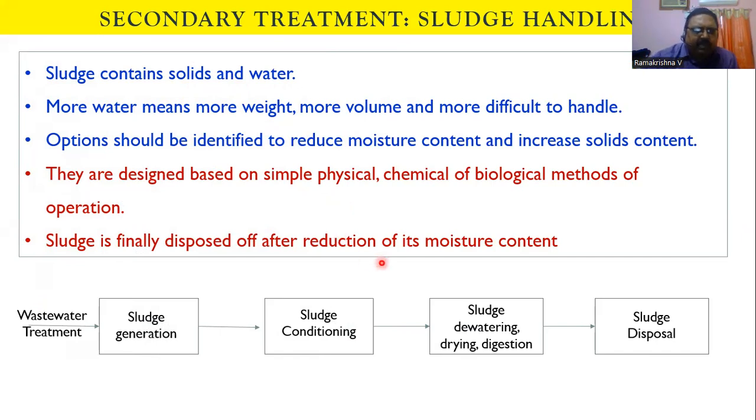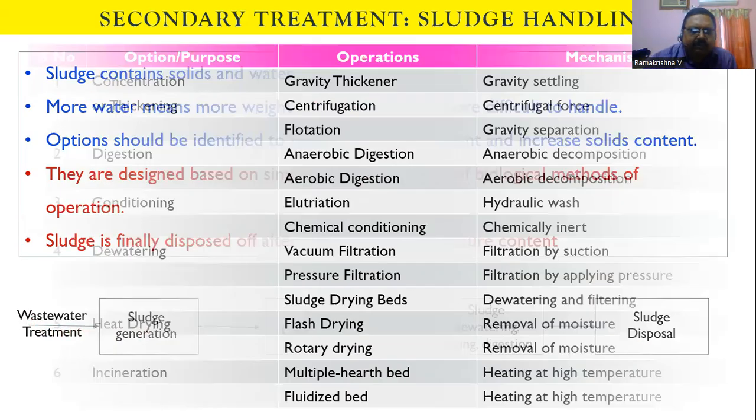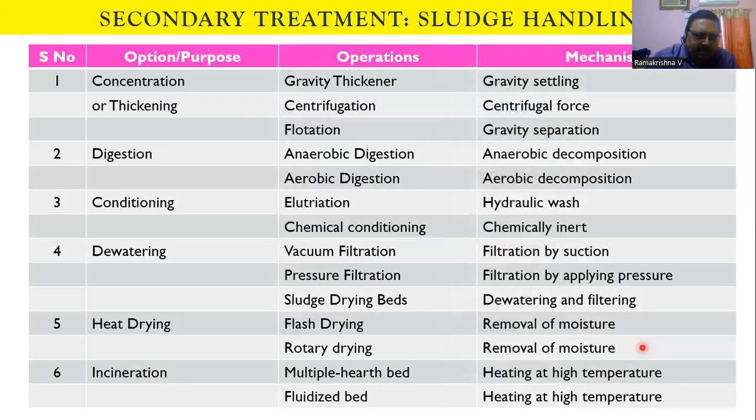The sludge is finally disposed of after reduction of its moisture content. If you see the sequence of activities, the wastewater treatment is completed and the sludge is generated. Now we have different options before it is finally disposed of. What are the different options? Concentration or thickening, digestion, and then conditioning, dewatering, heat drying, and incineration, under which we have a number of options: gravity thickener, centrifugation, flotation, anaerobic and aerobic digestion.